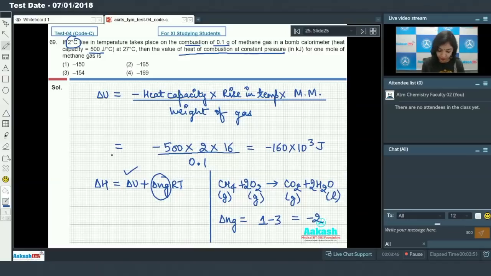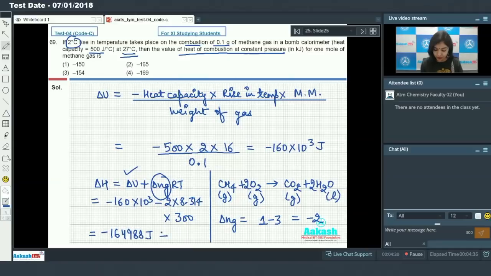So now substitute the value here. So it is minus 160 into 10 raised to the power 3, minus 2 into 8.314 into temperature. Temperature is 27 degrees Celsius, so convert this into Kelvin. So it will be equal to 300. So if you calculate this, you will find the value, that is minus 164,988 joules. So it is nearly equal to minus 165 kilojoules. Fine. So option number 2 will be the correct answer.